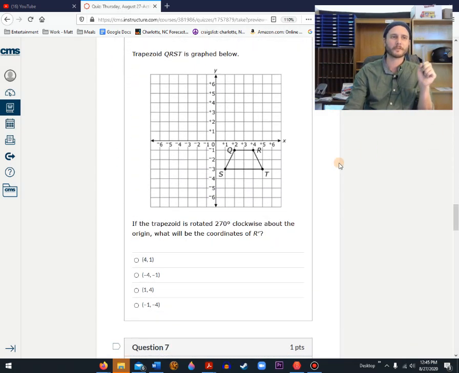For question number 6, this trapezoid is graphed here and it's going to be rotated 270 degrees.